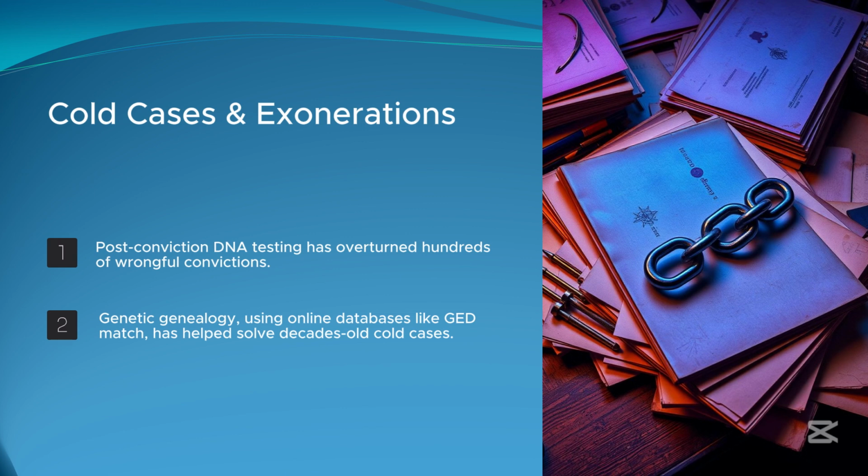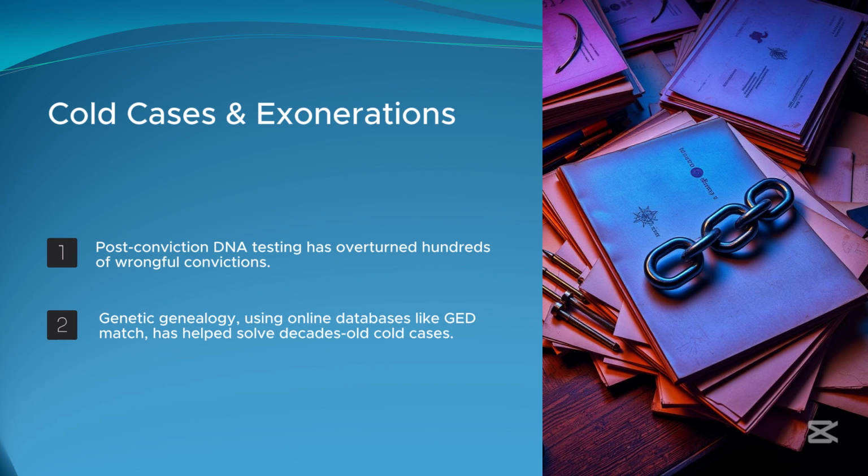By uploading crime scene DNA profiles, investigators identify distant relatives of unknown suspects, constructing family trees to narrow down potential perpetrators. This technique famously solved the Golden State Killer case in 2018, cracking mysteries that traditional methods could not. However, both advancements spark ethical debates.